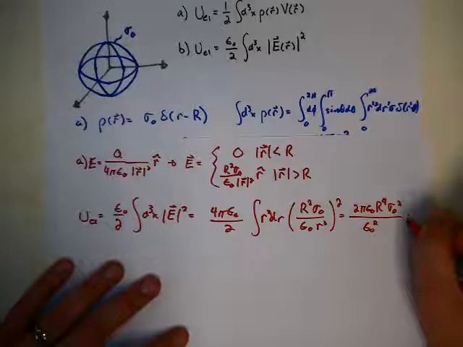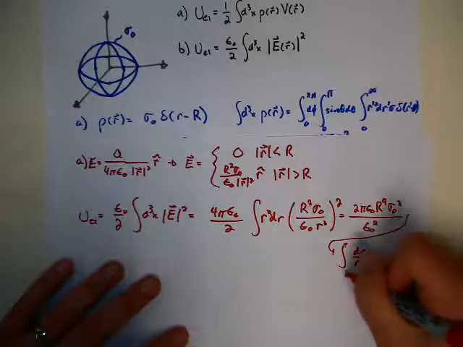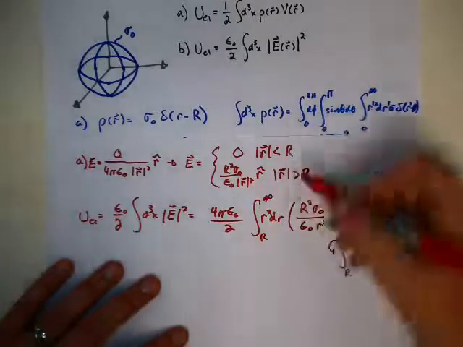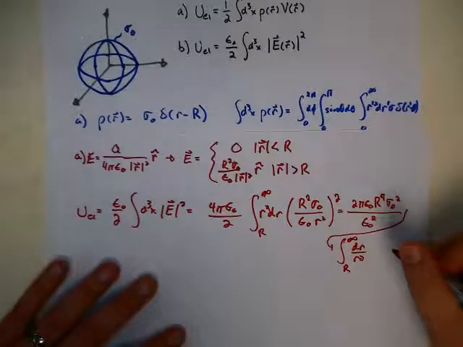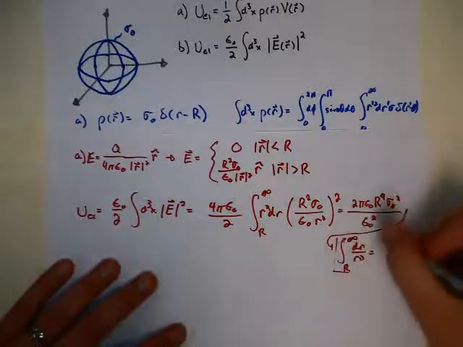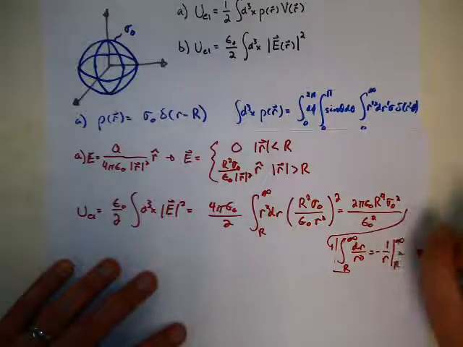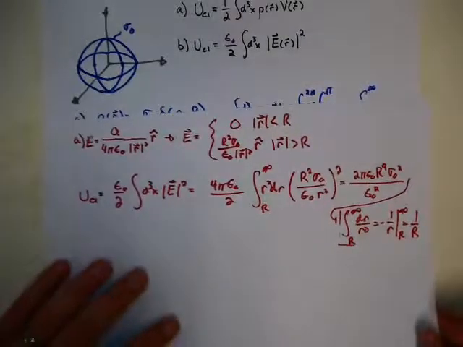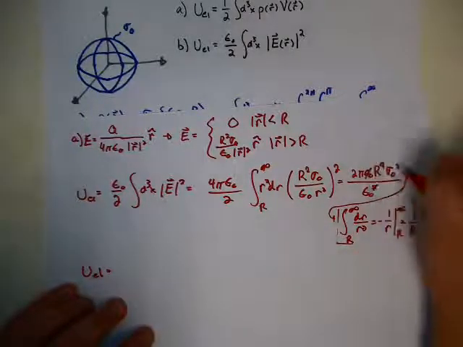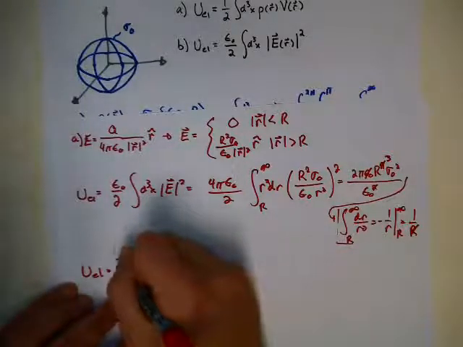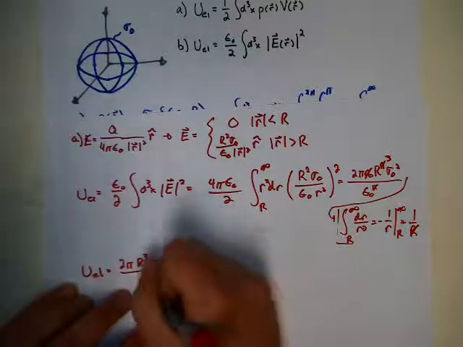And then we have an integral here, and the integral is the integral of dr over r squared, and it's going to go from capital R to infinity, because it's 0 from 0 to capital R. This integral, this little part right here, simply evaluates to minus 1 over r, evaluated at infinity and capital R, which is of course simply positive 1 over R. So taking that all together, the energy in this case is going to be 2 pi R cubed sigma naught squared over epsilon naught.